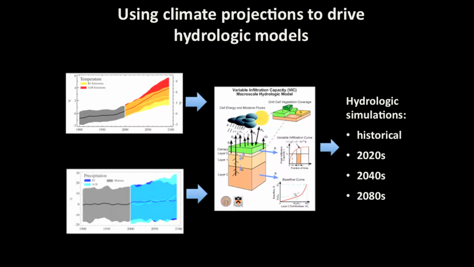And essentially, the end result are these hydrologic simulations for the historical. These are 30-year time frames, so it's 1970 to 2000. For the 2020s, the 2040s, and the 2080s, using these projections into the future.